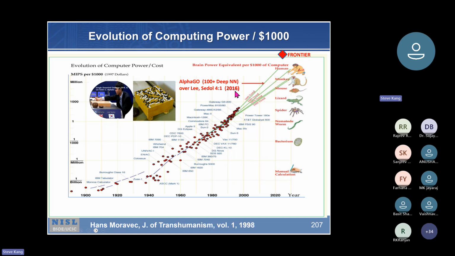Back in 2016, I was at KAIST, Korea Advanced Institute of Science and Technology. And at that time, actually, we witnessed AlphaGo competing with Lee Sedol for the Go game. So the Go game is played on this board here. This is a 19 by 19 grid system. And you play with the black stones and the white stones.